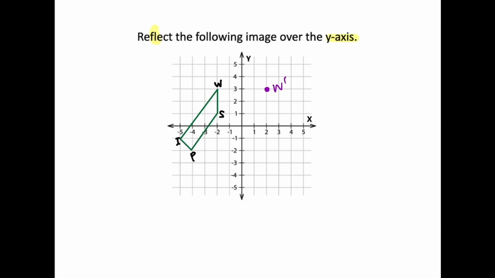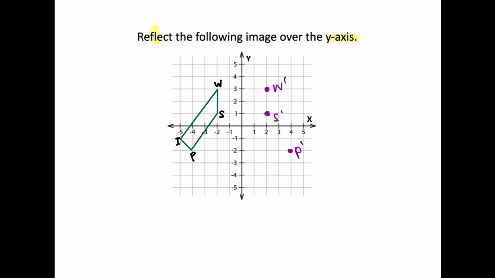We're going to do the same thing with point S. Point S is 2 units away, so we're going to go 2 units on the other side of the y-axis, and we have S prime. We're going to see how far P is, and P is 4 units away. So we're going to go 4 units on the other side of the y-axis, giving us P prime.